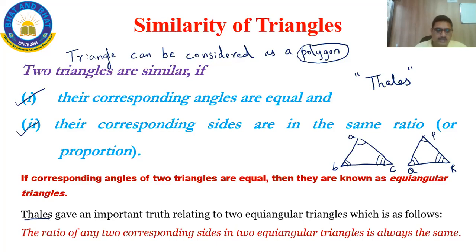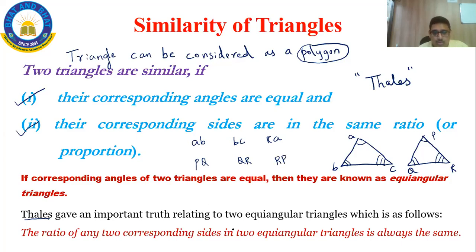He said the ratio of any two corresponding sides in two equiangular triangles is always the same. That means if I consider ABC is equiangular to PQR, what are the corresponding sides, students? AB is corresponding to PQ. Am I right? BC, for BC, which is the corresponding side? QR. And for CA, RP is the corresponding side.